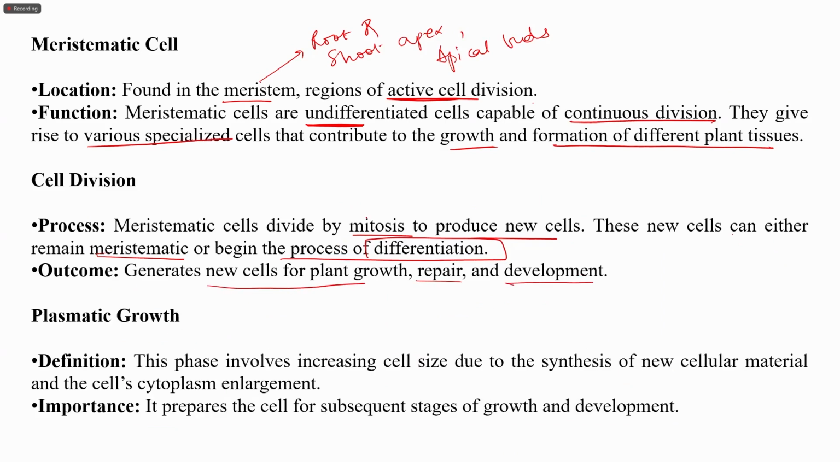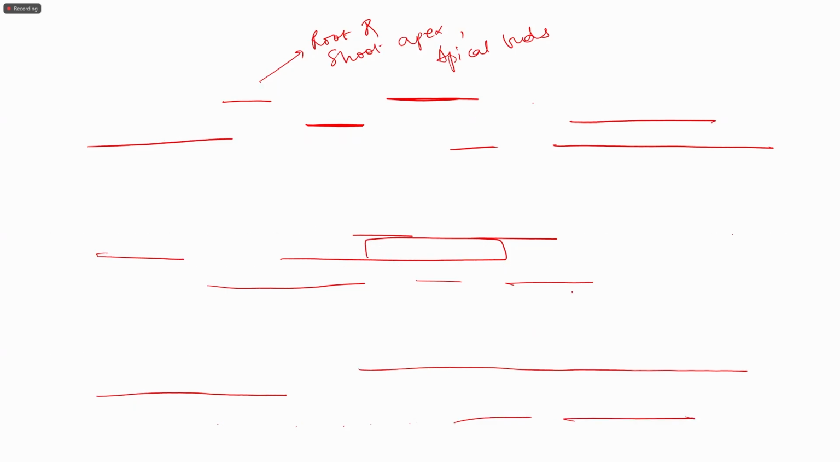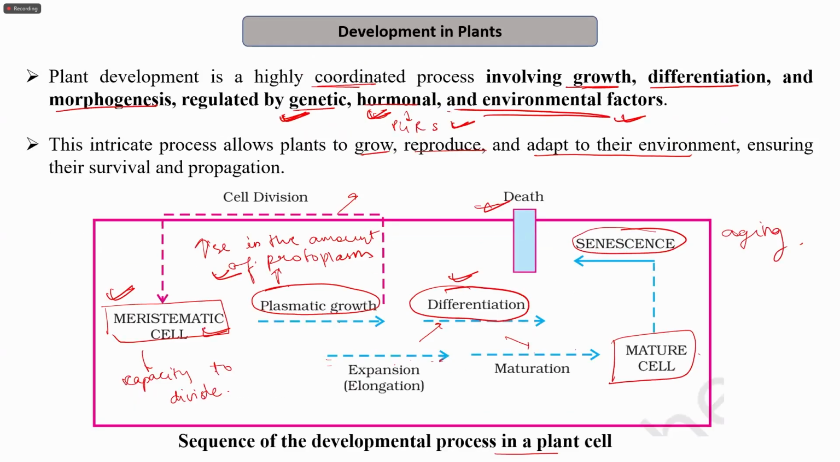The third step involves plasmatic growth. So this phase involves increasing cell size due to the synthesis of new cellular material and the cell cytoplasm enlargement. And it prepares the cell for subsequent stages of growth and development. So this is the plasmatic growth that prepares the cell for the subsequent growth and development.